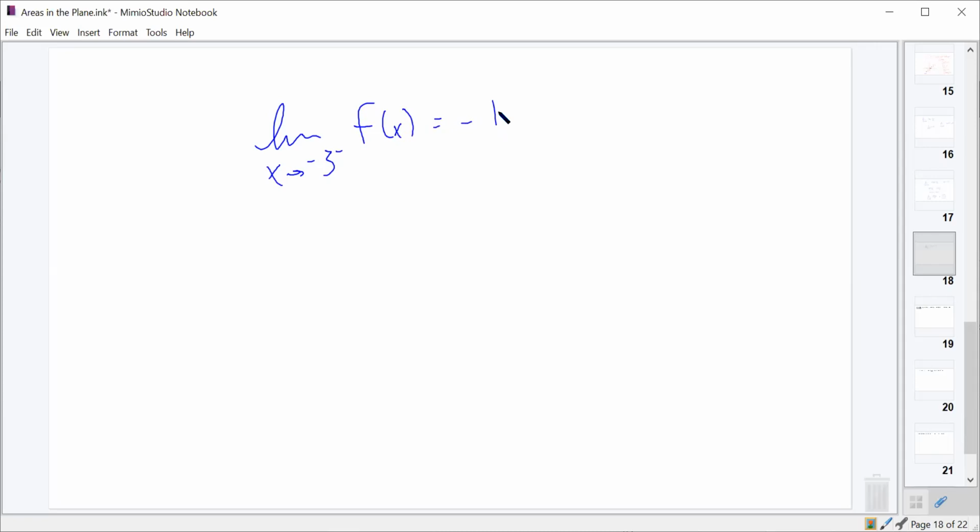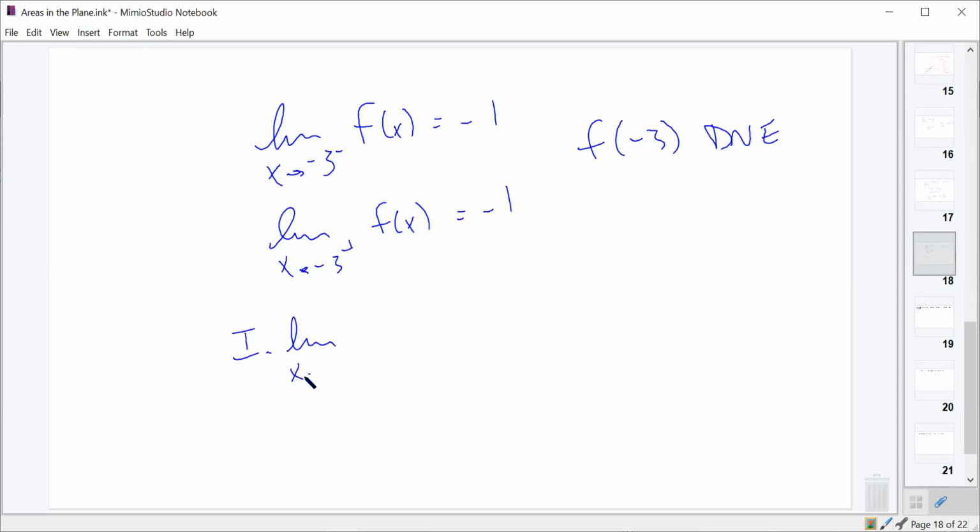And then we're told that as x approaches -3 from the right of f of x, it's also -1. And it says f of -3 is not defined, so it doesn't exist. And we want to know which of the following statements must be true. So first one, statement number 1, is the limit as x approaches -3 of f of x has to equal -1. Okay? So that has to be true, right?